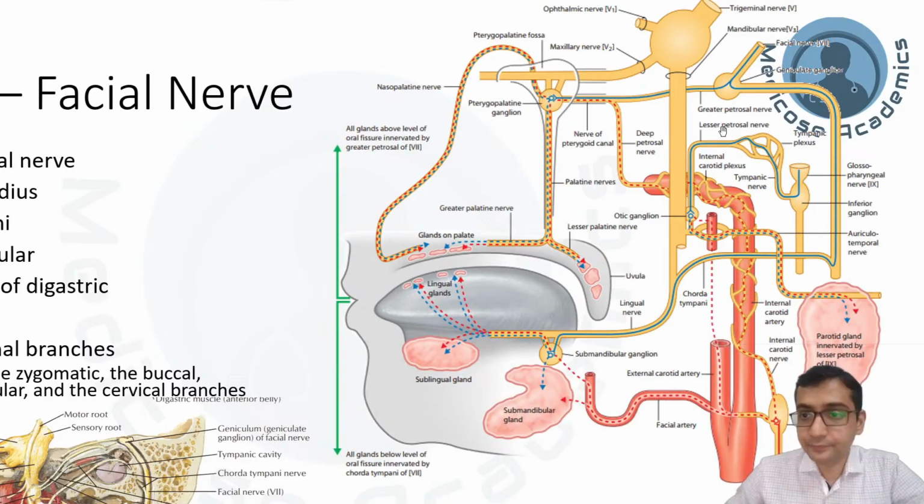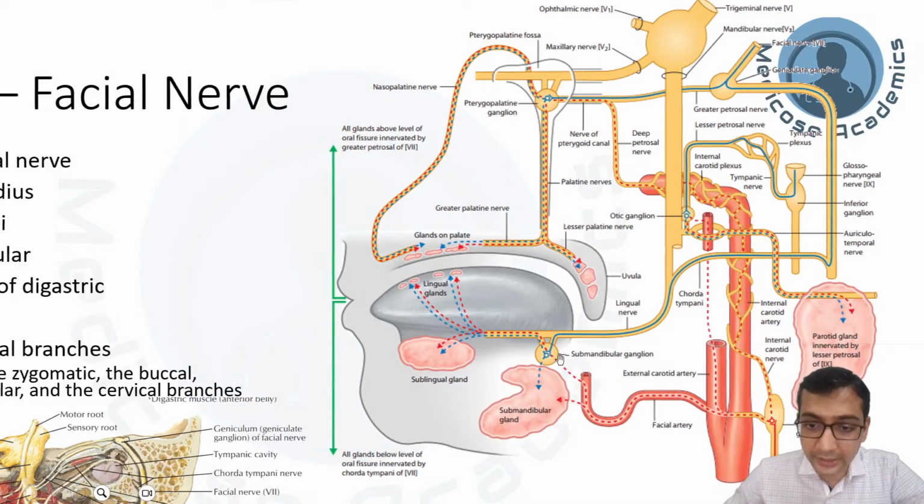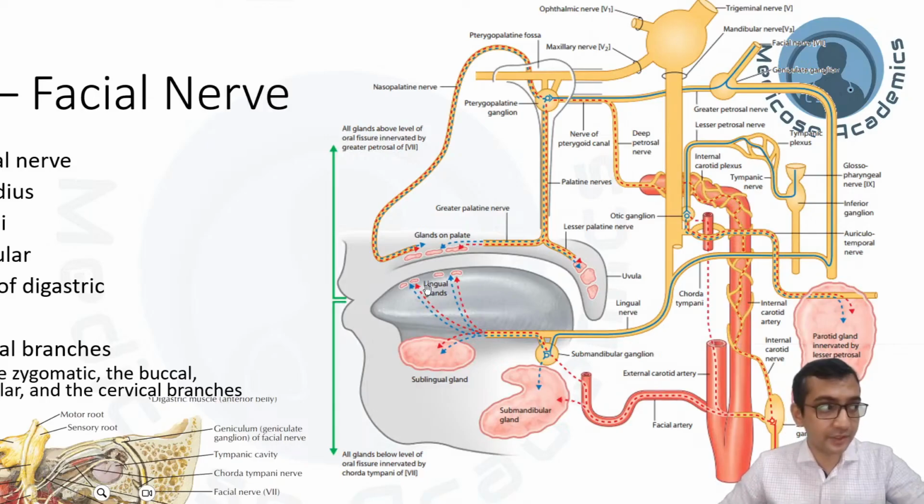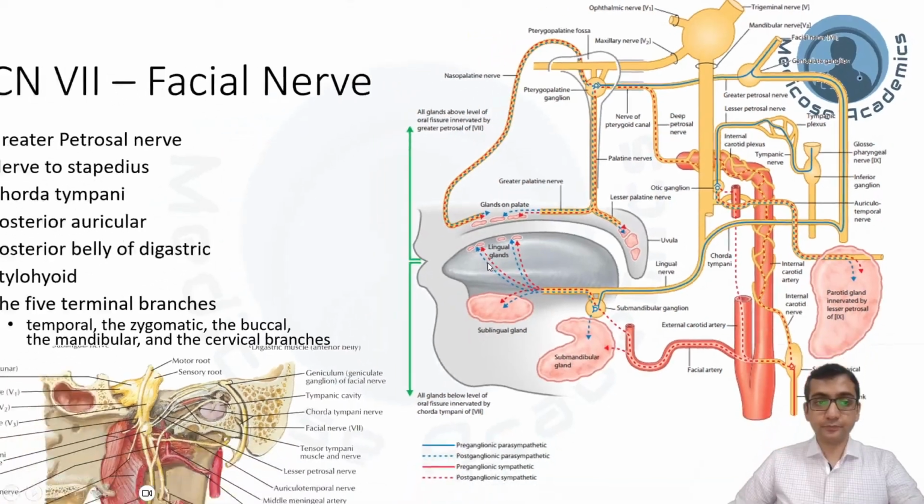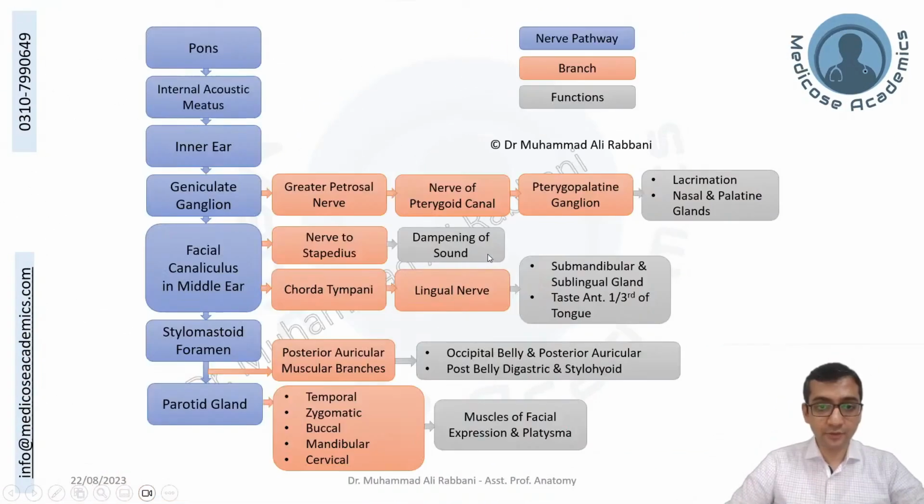And this is the relay area. And the other parasympathetic fibers, the chorda tympani, join the lingual nerve, relay in the submandibular ganglion, and supply the submandibular, sublingual, and dorsal lingual glands, the minor salivary glands. And the taste fibers are also carried along the way. So this is all about the facial nerve.